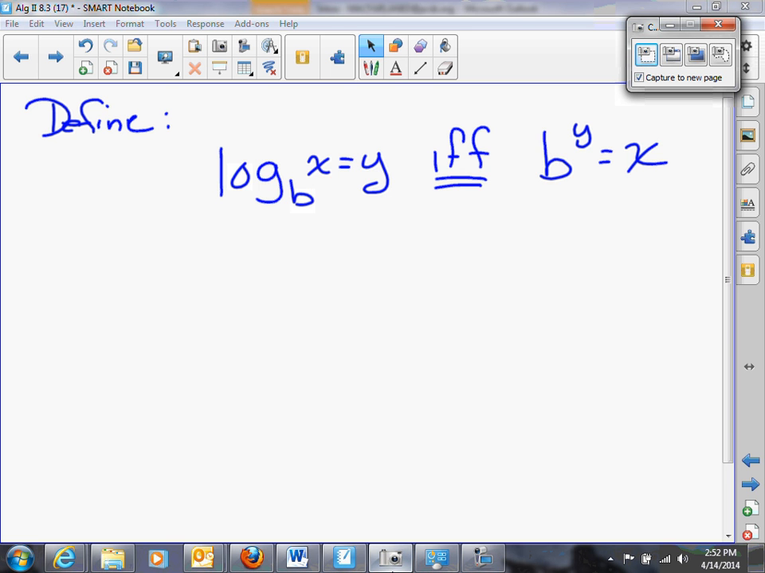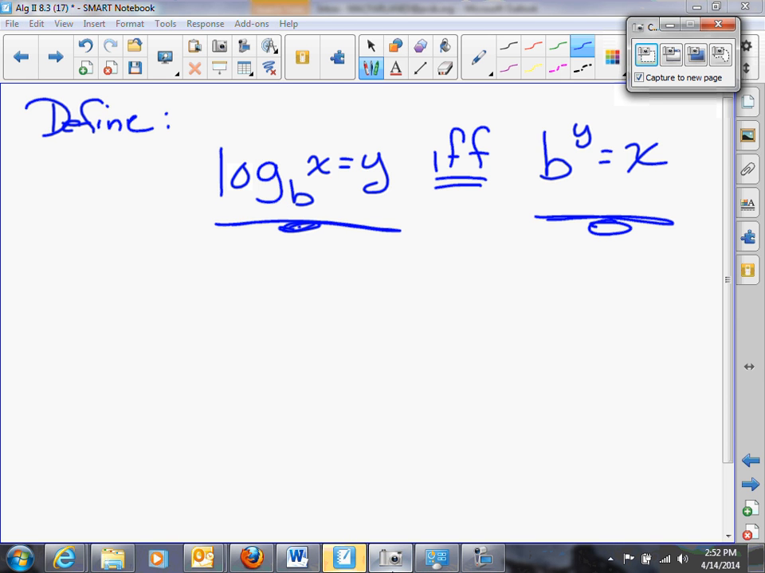Well, first of all, we would consider this equation right here to be the logarithmic equation, and this equation right here is the exponential equation, and the if and only if means they are equivalent. In other words, whenever this first equation is true, this second one must be true. If the first one is false, the second one has to be false. Whenever the second one is true, the first one has to be true. Whenever the second one is false, the first one has to be false. They are if and only if. They are logically equivalent.